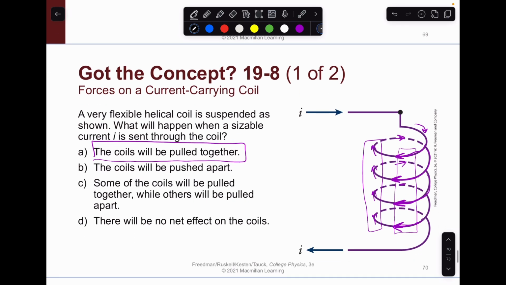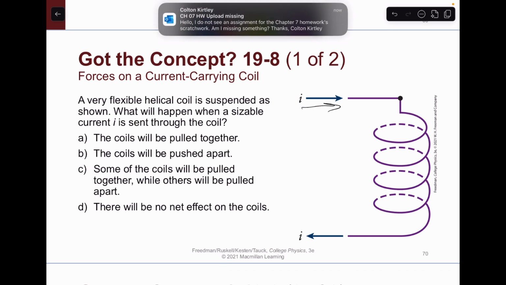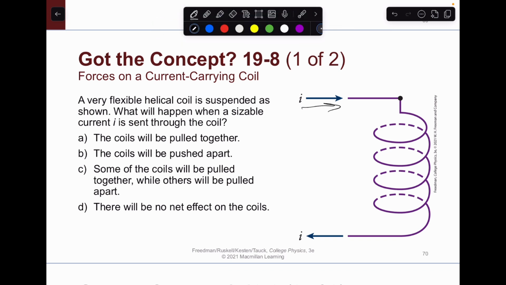Oh yeah, let's look at this "got the concept" question real quick together. So do that example. Let's look at this got the concept. It's kind of interesting. So there's the answer, but let's talk about it. Let's say that we have our coil, our helix. We're wrapping our wire in this helix, and it's a flexible wire, so it can move around. If we send a current in this way, what happens to the wire?